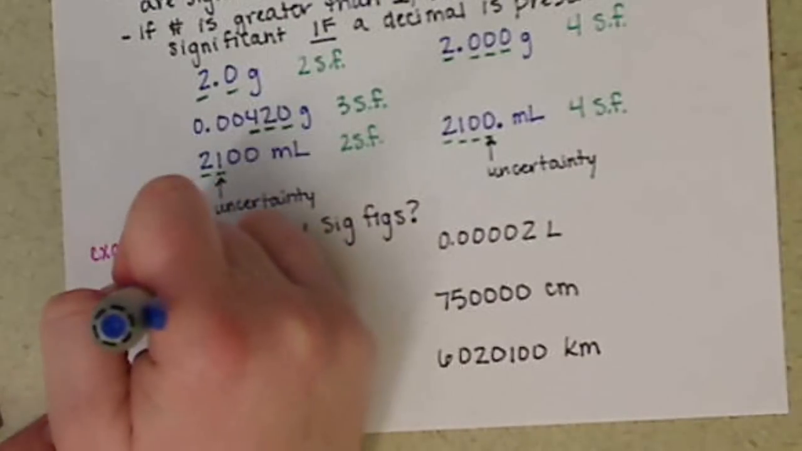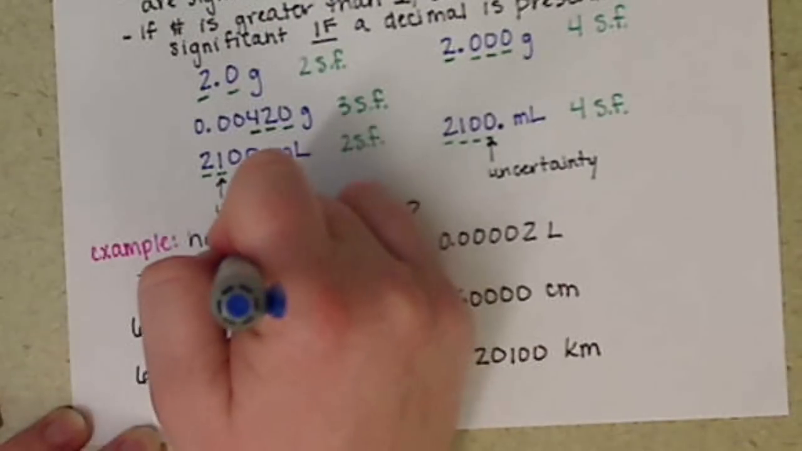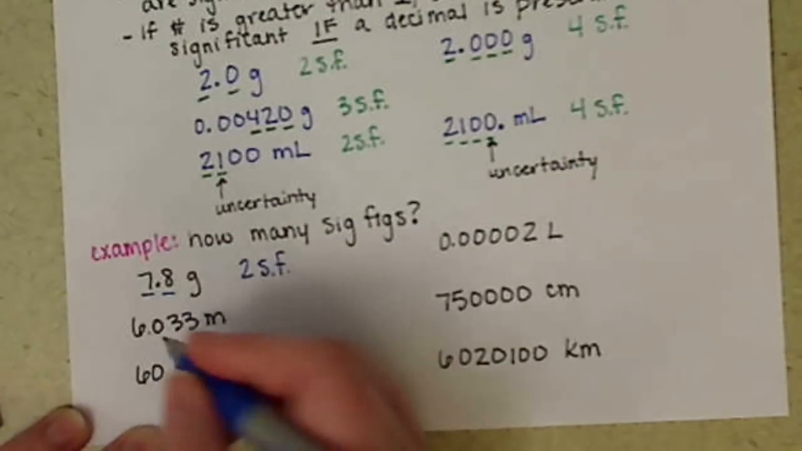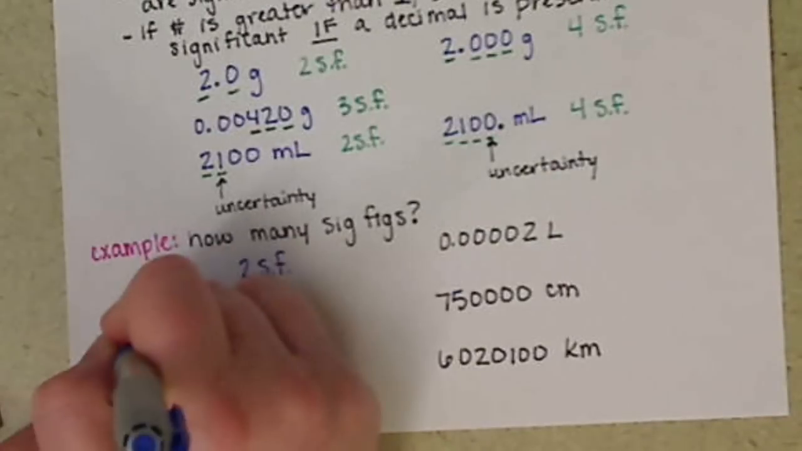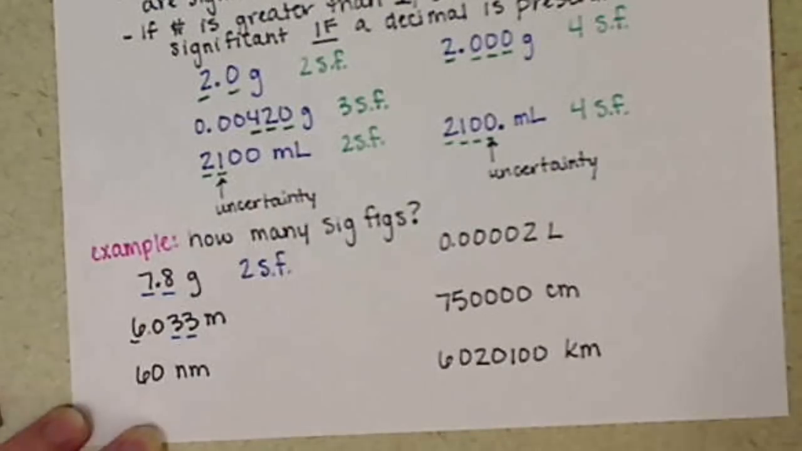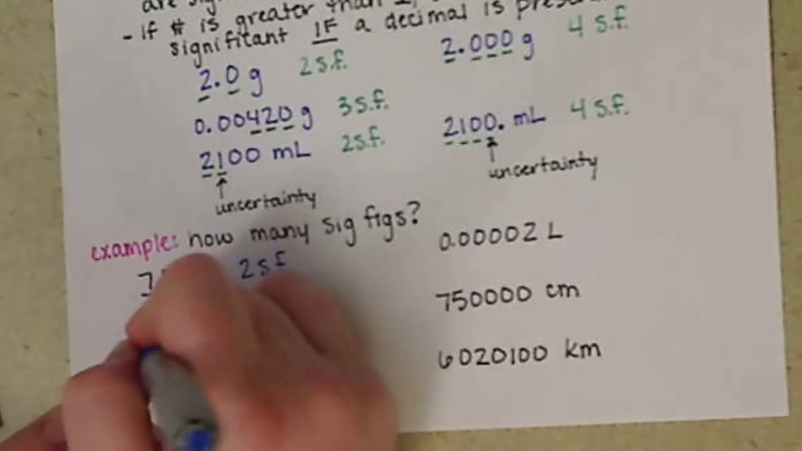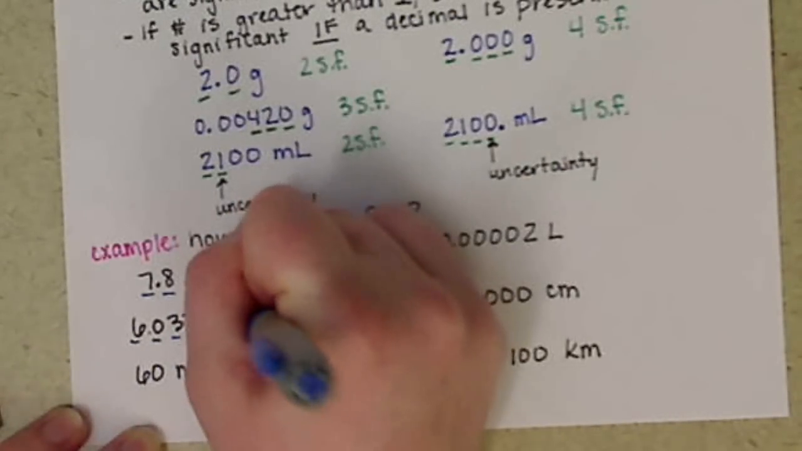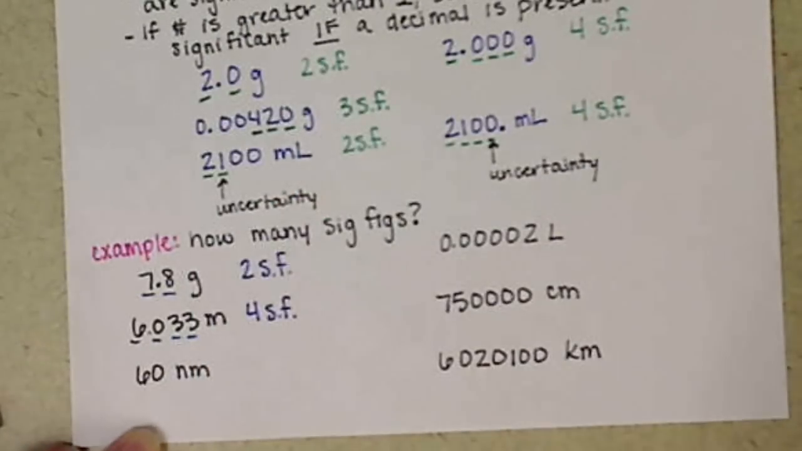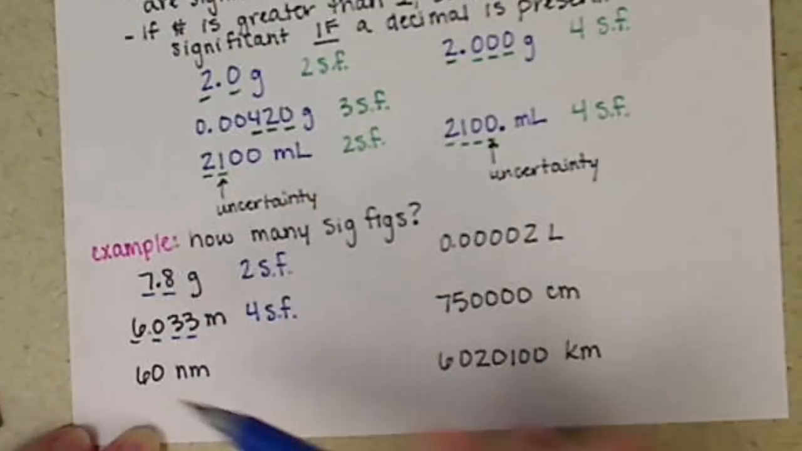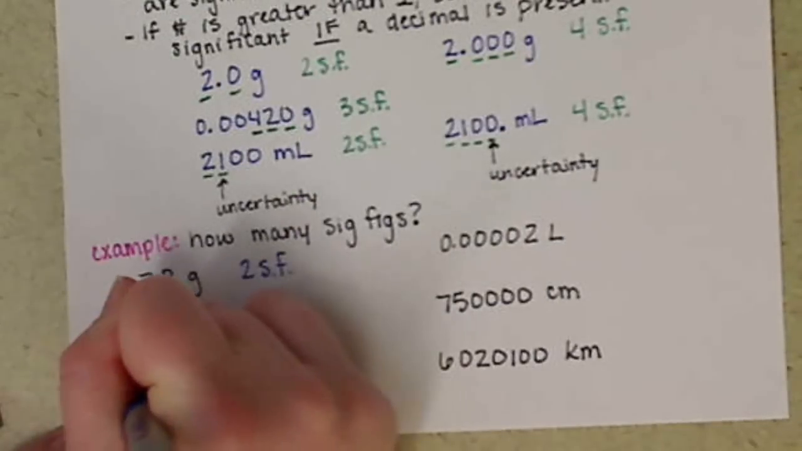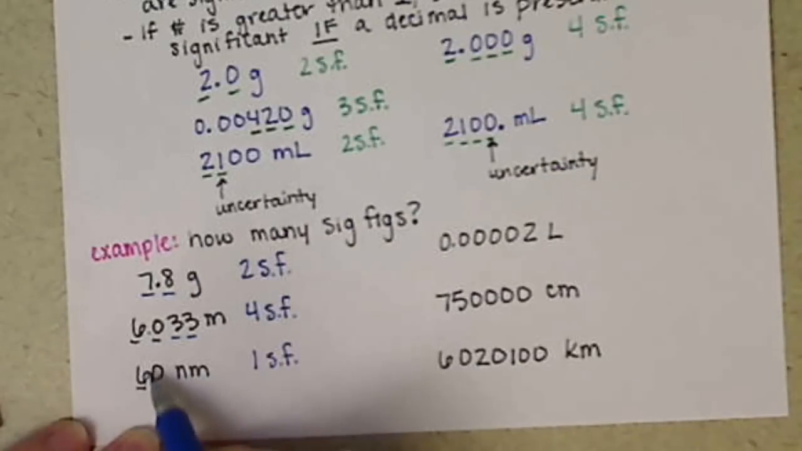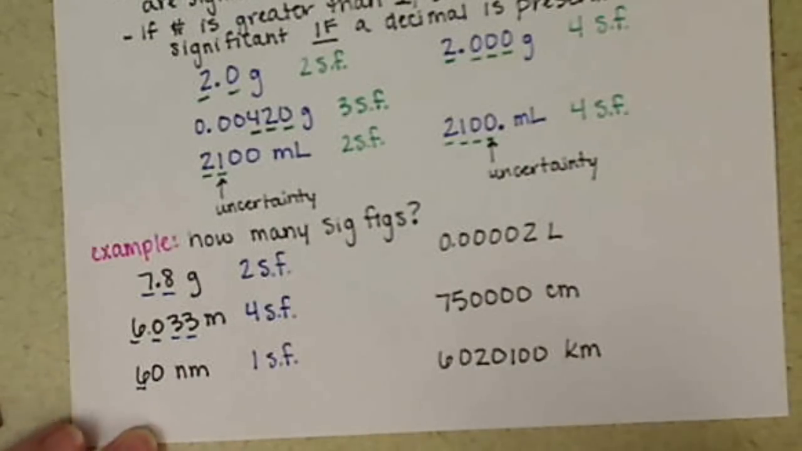All right, so our first number, our 7 and the 8 are significant. So we have 2 sig figs. The 6.033, the 6, the 3 are significant, and the 0 falls in between non-zero digits. So we have a total of 4 sig figs. Our 60 nanometers here, only the 6 is significant because we don't have a decimal, so this 0 is not significant.